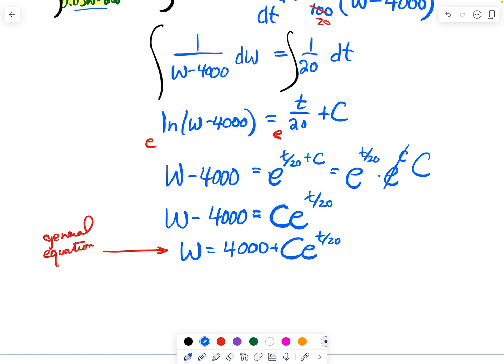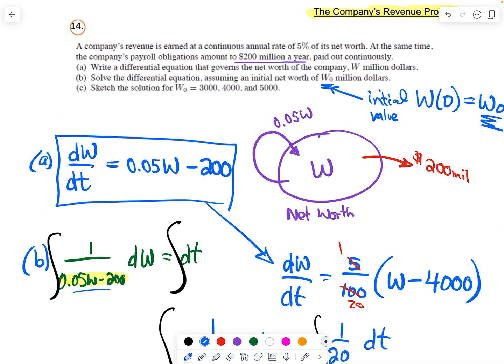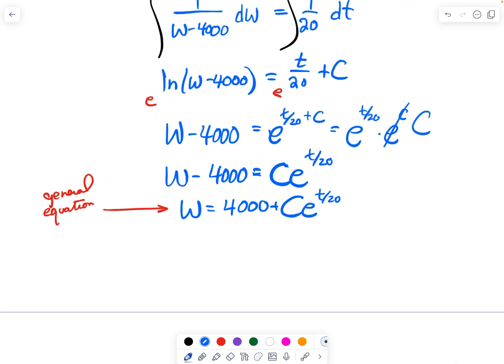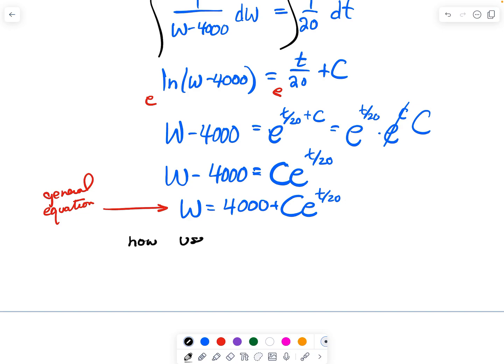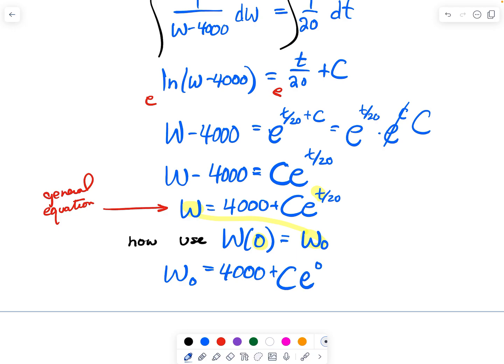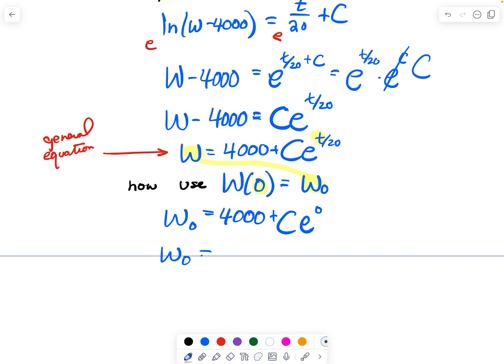For now. And that is part B, which said to solve the differential equation assuming a net worth of W sub 0 million dollars. We haven't done that quite yet. We need to now invoke that initial condition. So use the fact that W of 0 equals W sub 0. That means wherever you see a t, you put in a 0, and the initial condition is W naught. So it looks like this. W naught equals 4,000 plus c e to the 0. That means W sub 0 equals 4,000 plus c. C equals W sub 0 minus 4,000.